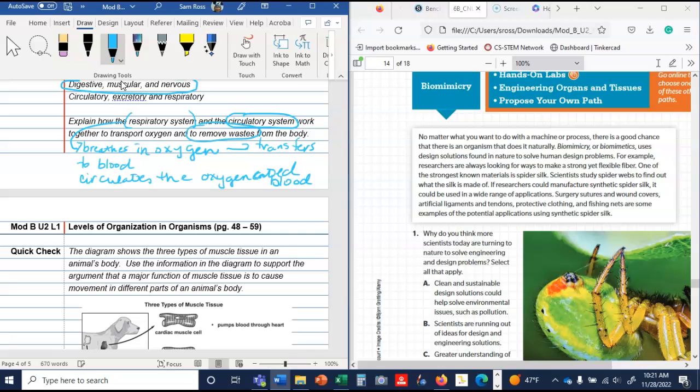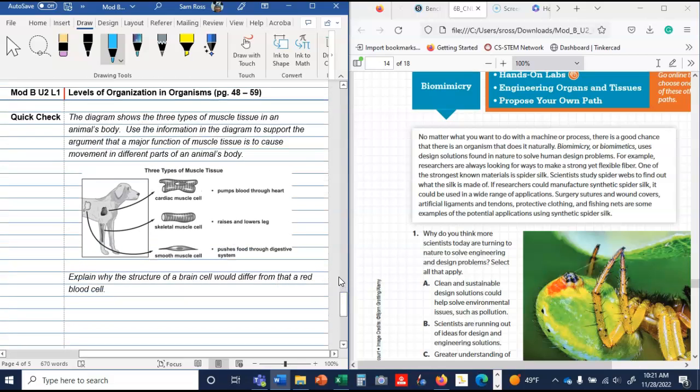To remove wastes, the circulatory system also circulates the blood to pick up waste, which can be exhaled from the respiratory system. Okay, let me know if you have questions on that one. And then this says the diagram shows 3 types of muscle tissue in an animal's body. Use the information in the diagram to support the argument that a major function of the muscle tissue is to cause movement in different body parts.